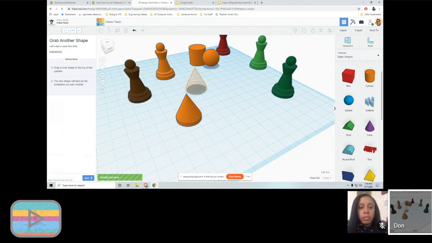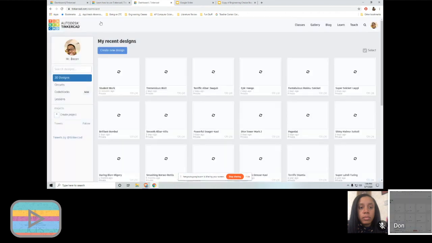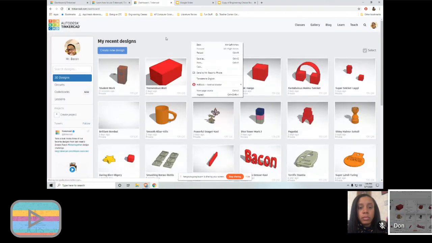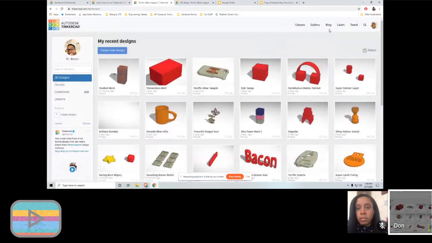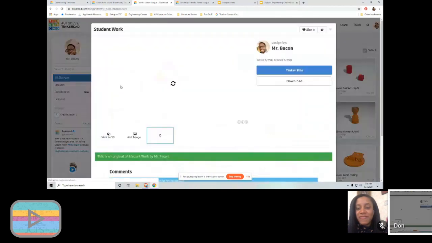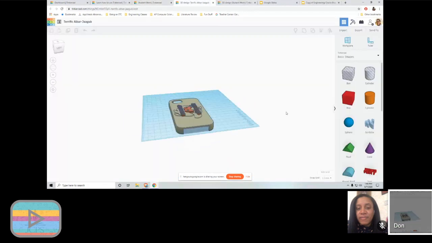I skipped over a couple of things last time, and I want to make sure I do these while we're looking at these. I'm going to open up some student work. I wish I had more stuff saved on Google Drive now. A lot of it's back at school. But there are also some really neat things that you can do within this.